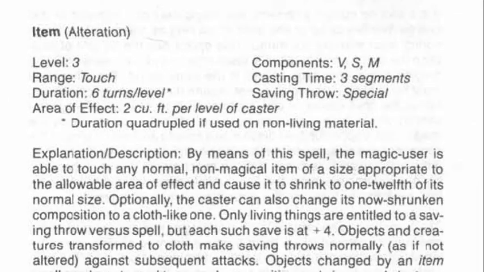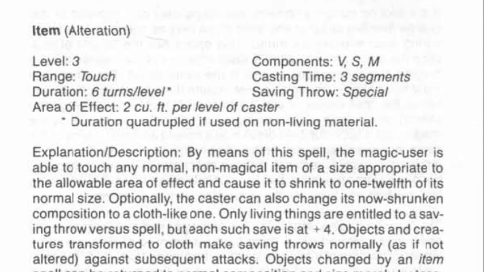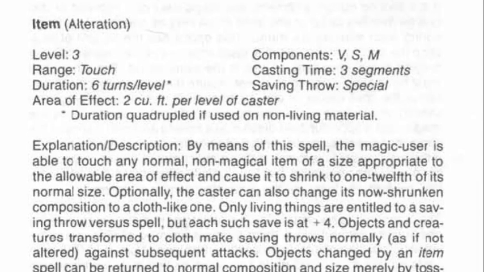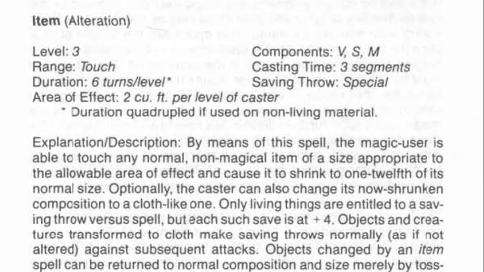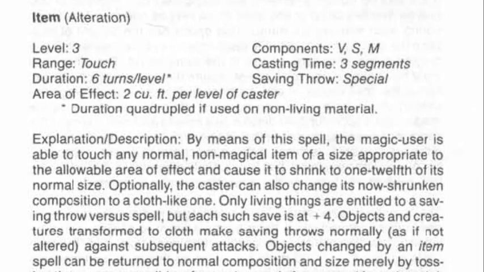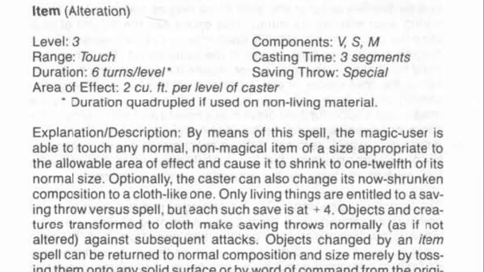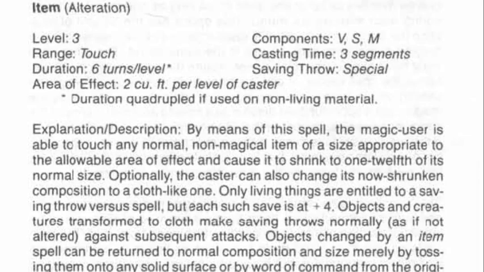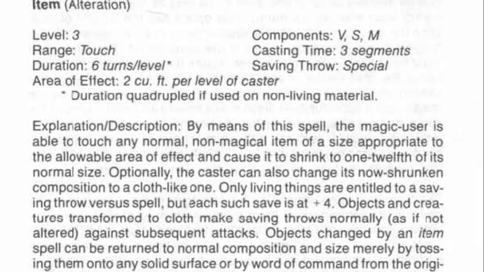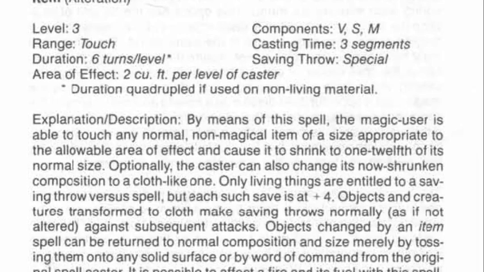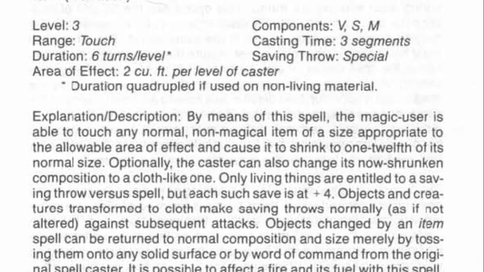Next is Item, which has a range of touch, a duration of 6 turns per level. The area of effect is 2 cubic feet per level of the caster. And there's a footnote saying the duration is quadrupled if used on non-living material. By means of this spell, the magic user is able to touch any normal, non-magical item of a size appropriate to the allowable area of effect and cause it to shrink to 1/12 of its normal size. Optionally, the caster can also change its now shrunken composition to a cloth-like one.